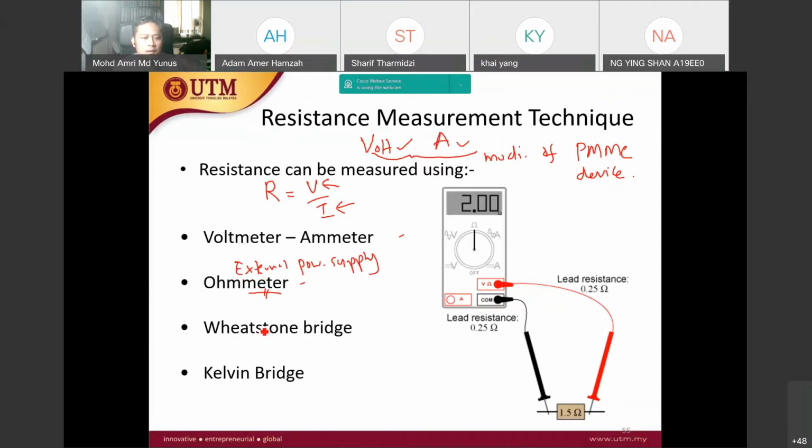Then also we can use the Wheatstone bridge. This is going to be covered in the next subchapter. And also we have a derivation of the Wheatstone bridge called the Kelvin bridge. Basically, the Kelvin bridge is to measure low resistance. It is usually used to measure low resistance values.